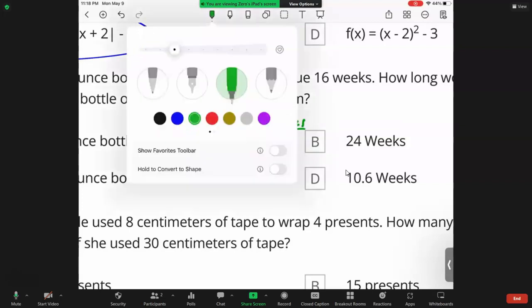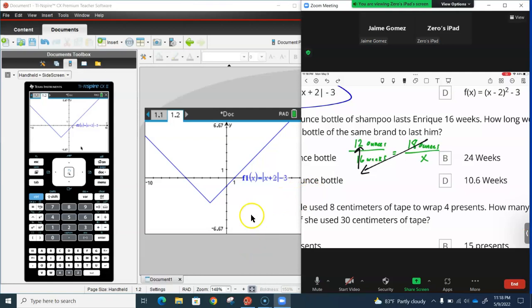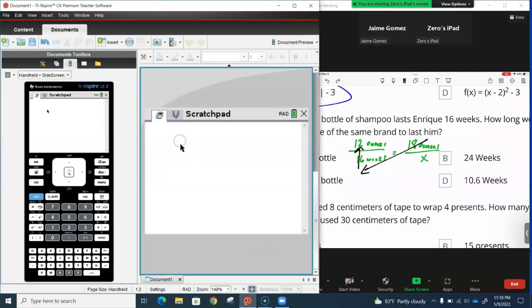So we're going to cross multiply and divide. You're going to multiply these two numbers, and then you're going to divide by 12. So this is the multiply, and then this is the divide. So multiply 18 times 16, and then divide that by 12. I want a calculator screen. 18 times 16, and then divide that by 12. There you go, 24 weeks.